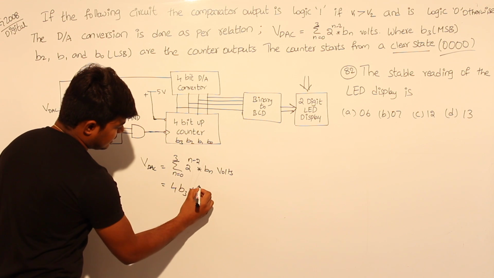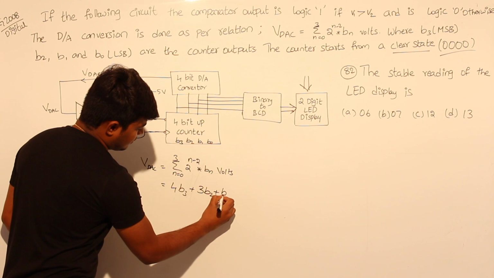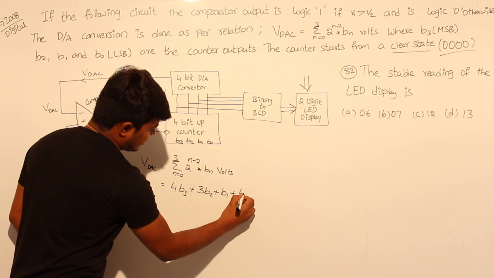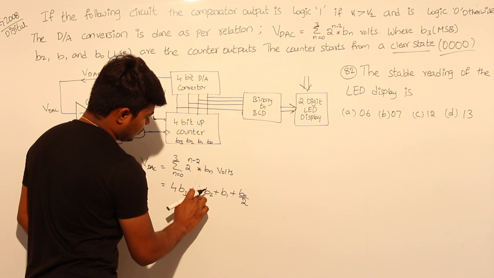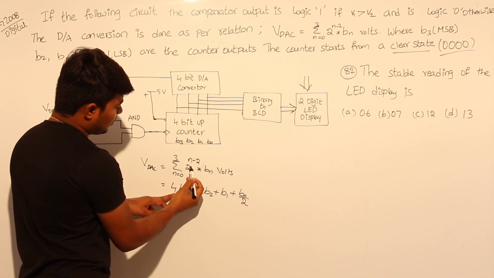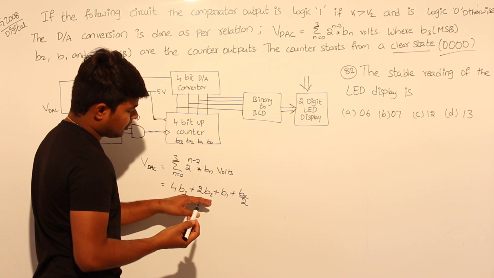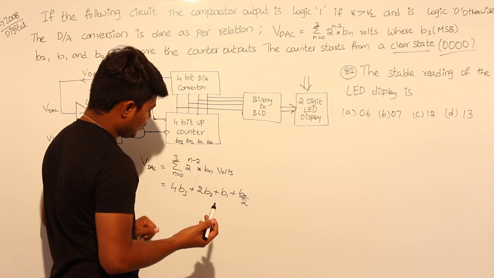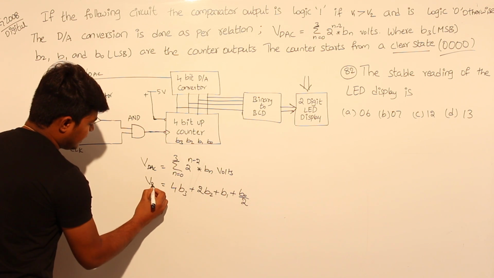4B3 plus 2B2 plus B1 plus B0 by 2. Okay, why? Because it is in the power of 2 power n minus 2. So 4B3 plus 2B2 plus B1 plus B0 by 2. Now this will be the equation for VDAC.